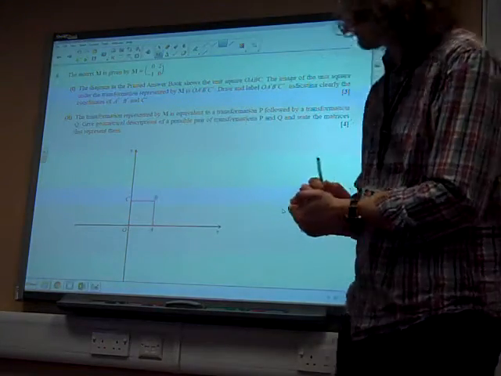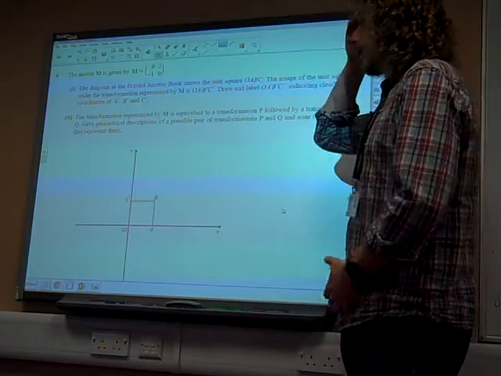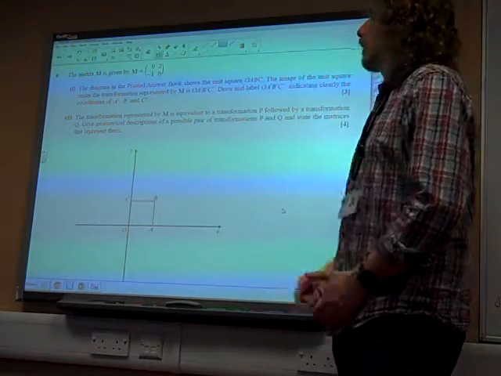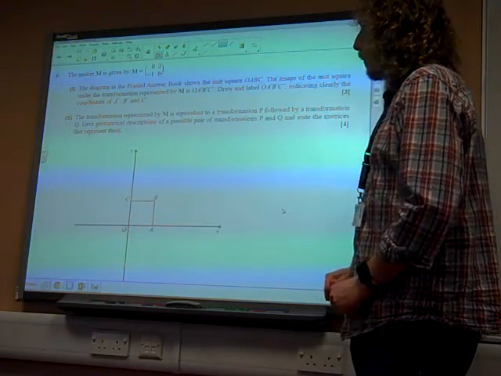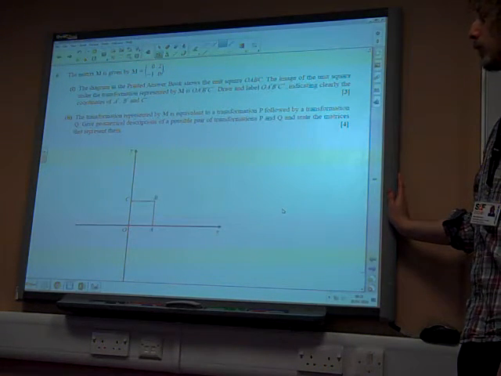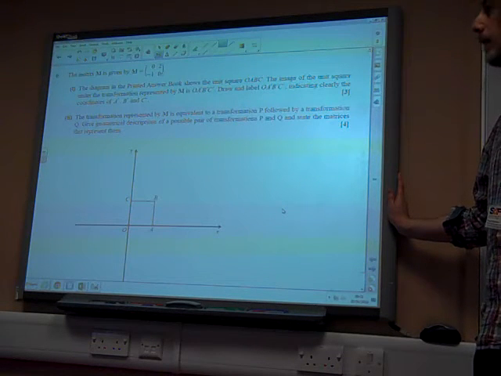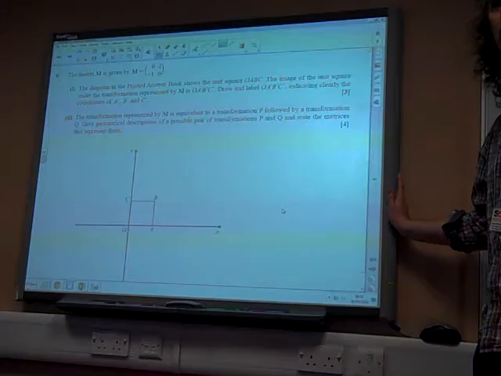Okay, so the matrix transformations. M is given by 0, 2, minus 1, 0. The diagram printed in the book shows the unit square, the image of the unit square, and the transformation. Draw and label O, A, B, C, indicating clearly the coordinates of A dash, B dash, C dash. Okay.